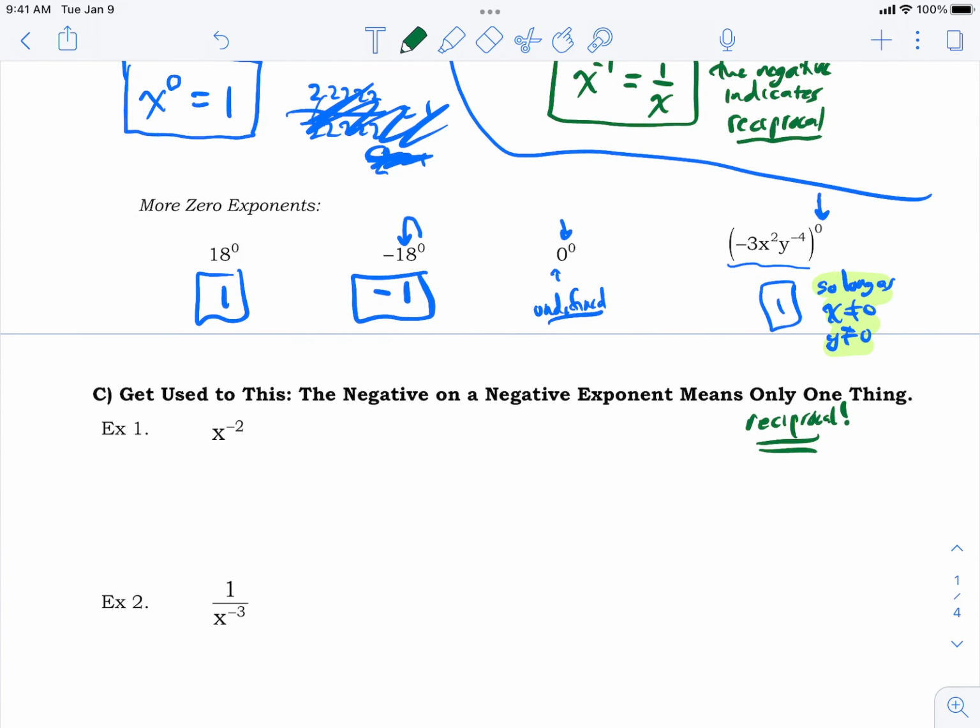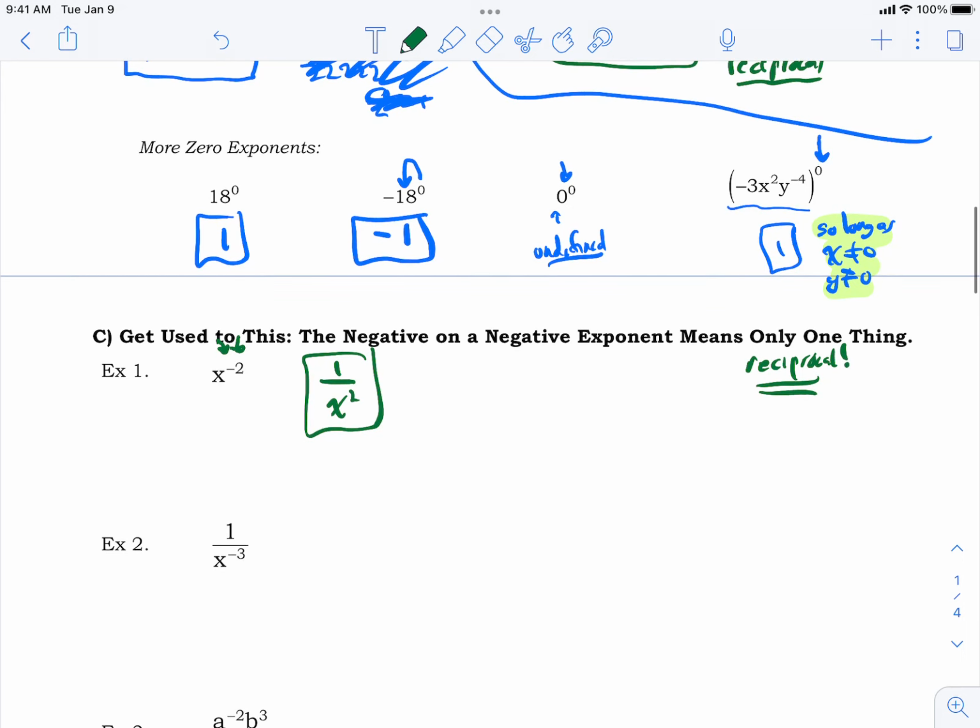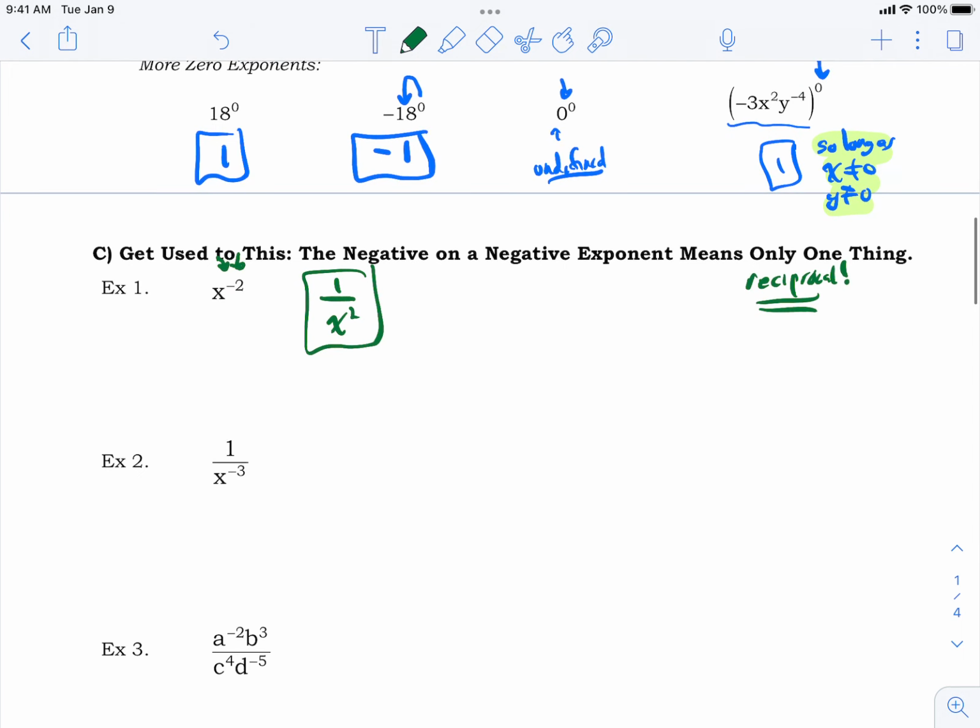X to the minus 2, what do you do? Well, it's kind of like a two-part exponent. It's squared. This is an x squared, but the negative is telling you to flip it over like this, see? 1 over x squared. So that's what the negative did. It moved the x down to the denominator is how I think about it. So here, I've got x to the minus 3.